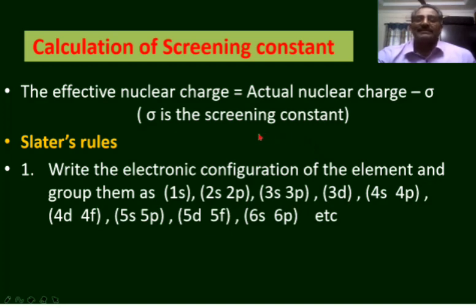After that, the sub-energy levels are grouped according to their main energy levels, that is in the increasing order of their main energy levels, so that s and p sub-energy levels are grouped together and d and f sub-energy levels are to be grouped together.